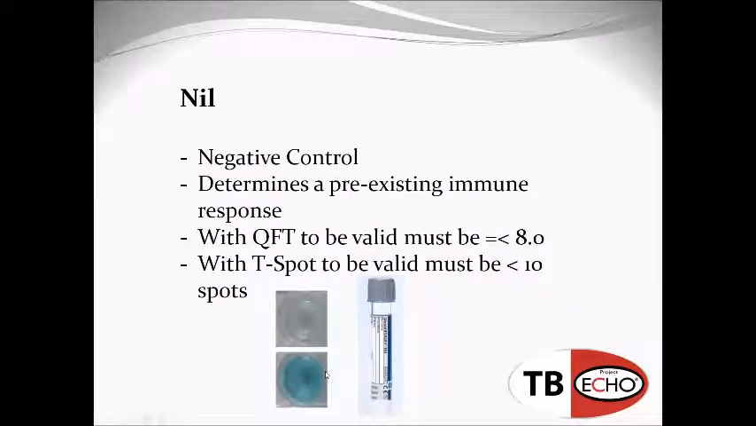So the first number that we see is the nil. The nil is the negative control. And what that shows us is if there is any non-specific T cell reactivity in the background that's producing interferon gamma that might skew the result of the test. So basically it means, is there anything in the background of the immune system of the patient that might be causing a secretion of interferon gamma? With the QuantiFERON, in order for it to be valid, it must be under 8.0. And with the T-spot to be valid, it must be under 10 spots.